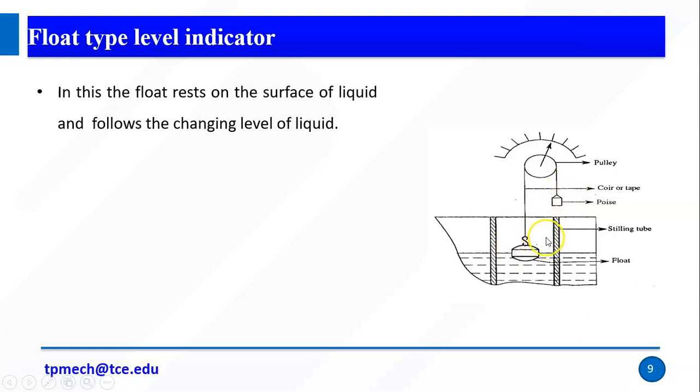The float is generally made as a vacuumed, hollow sphere or a hollow disc, right? Inside the float we have air. So we have a weight here and we have a pointer on the pulley, right? If there is no liquid, assume there is no liquid, the float will be at the bottom, and then the pointer shows the value 0, right?